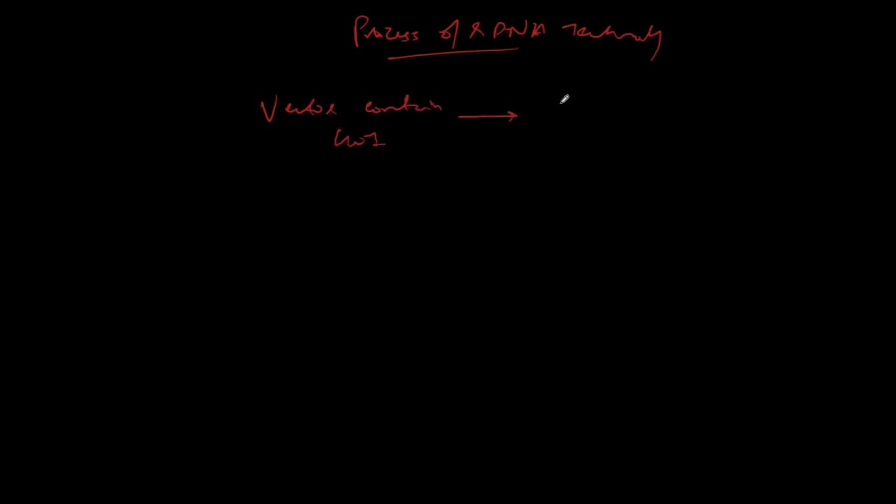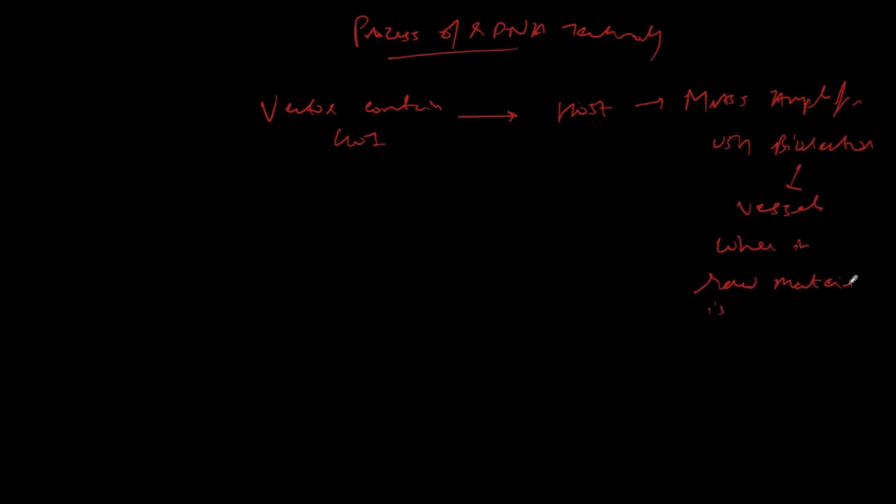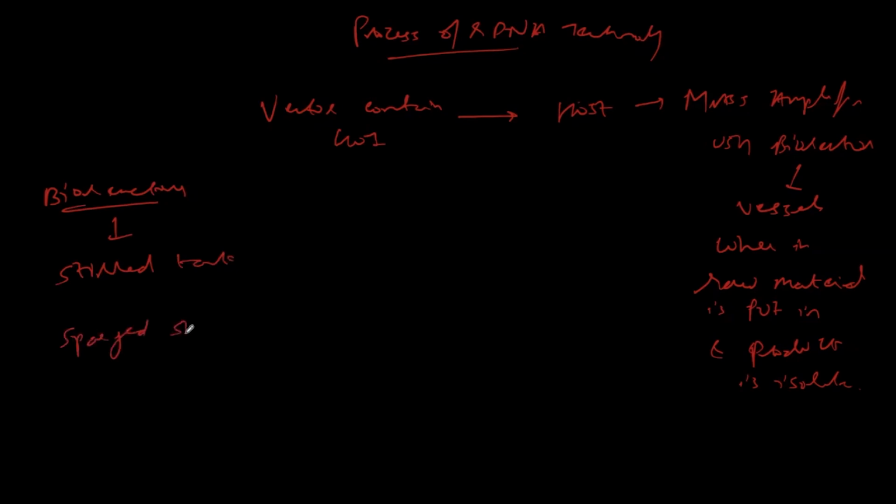In today's session, what we learned basically was the normal process of recombinant DNA technology. After the vector containing the gene of interest is added into a host, it is mass amplified using bioreactors. And what are bioreactors? They're basically vessels wherein raw material is put in, and the cells grow and the product is isolated. Then we learned about bioreactors, about two types. One is the stirred tank and one is the sparged tank.